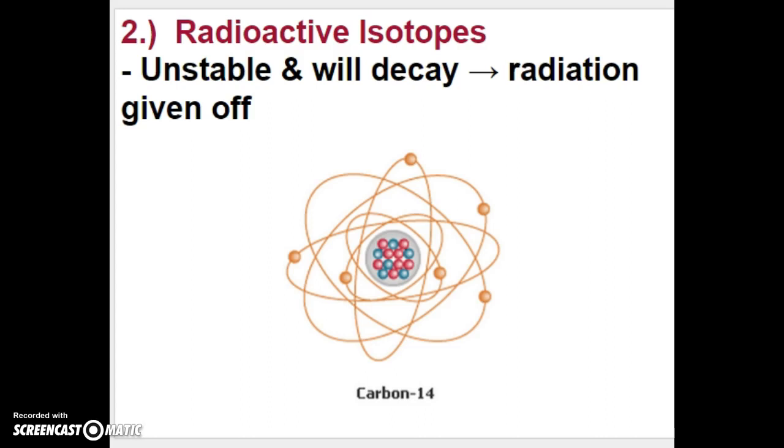Radioactive isotopes will give off radiation, and that decay happens at a very constant rate. It's almost like a molecular or atomic clock. So biologists can use the ratio of radioactive isotopes to normal elements in a sample to detect perhaps the age. Carbon-14 dating is a very common type of radioactive dating that's used.